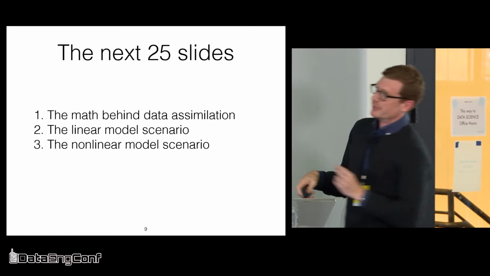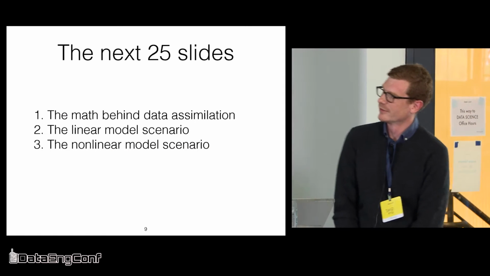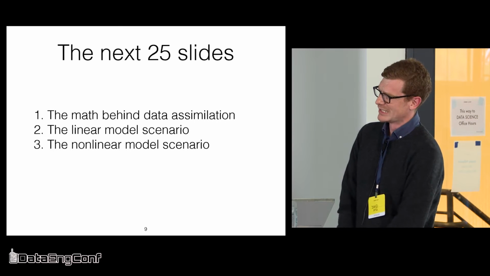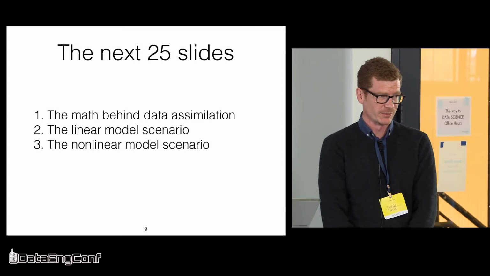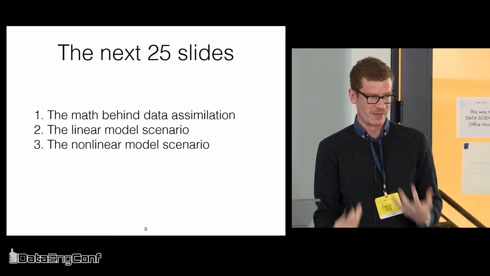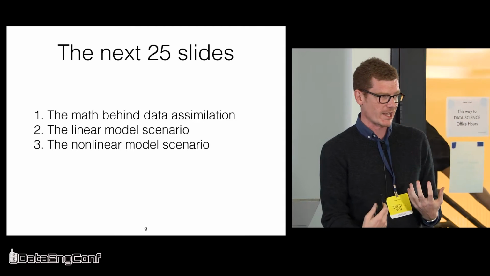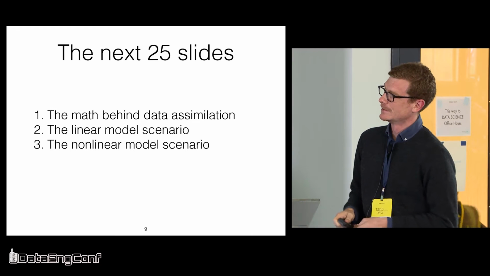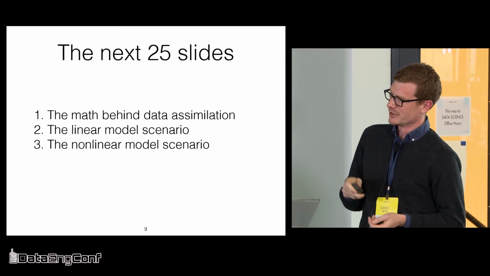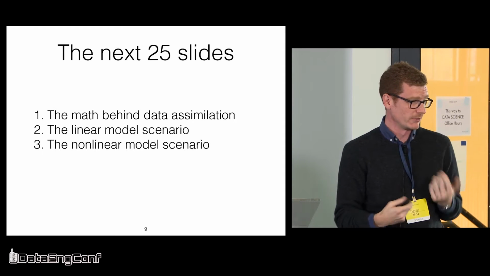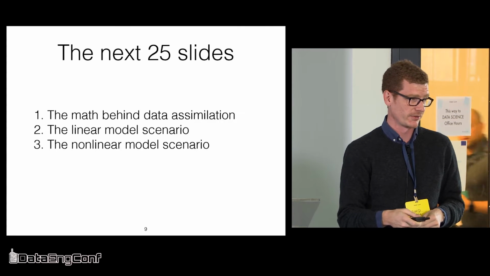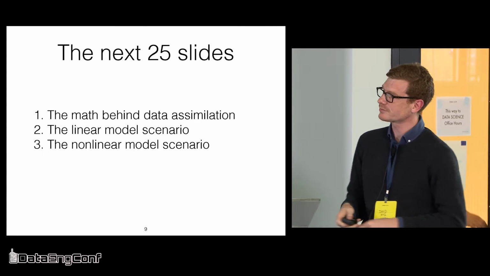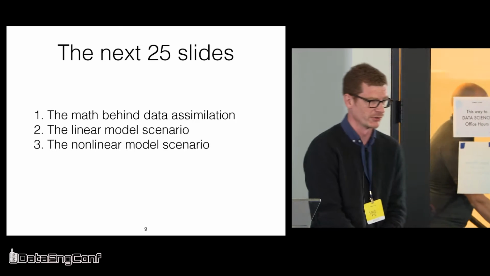Okay, so for the next 25 slides, roughly, I'm going to tell you a bit about the math behind data assimilation. So what is the real mathematical problem that you're trying to get at when you write down an algorithm to achieve this task? I'll explain what happens in the linear model scenario. This gives you something called a Kalman filter, which I guess some of you have heard of before. And then what happens in the nonlinear model scenario.